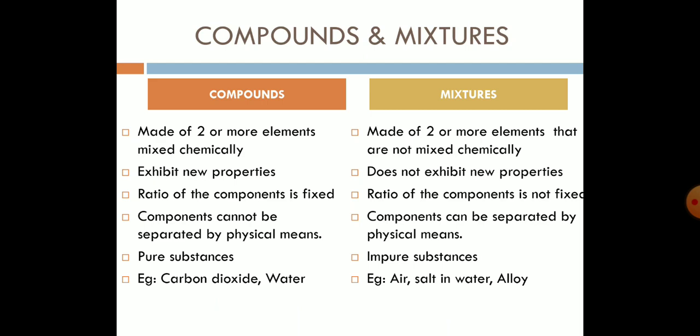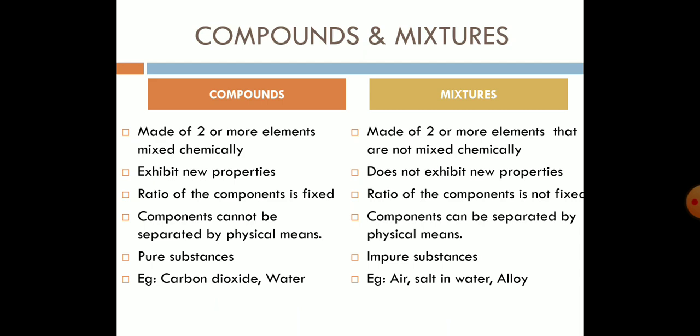Now coming to the differences between compounds and mixtures. First, compounds. They are made of two or more substances that are mixed chemically. Then they exhibit new properties. The ratio of the components is fixed in compounds. The components cannot be separated by physical means, and they are called pure substances. We have already seen examples, carbon dioxide and water, in the previous class.